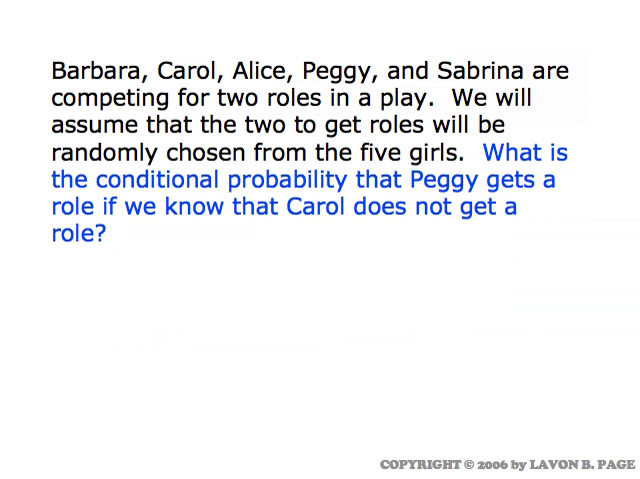Now we have 5 people competing for 2 roles in a play. Let's assume that the 2 roles are to be randomly assigned. What's the conditional probability that Peggy gets a role if we know that Carol does not get a role?